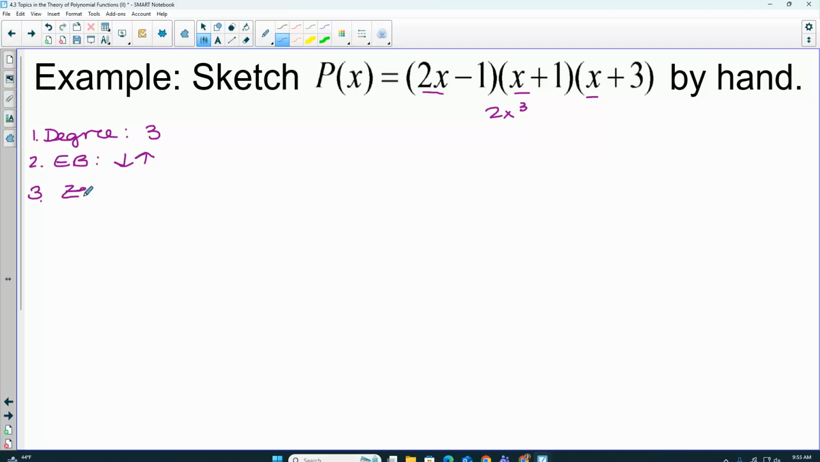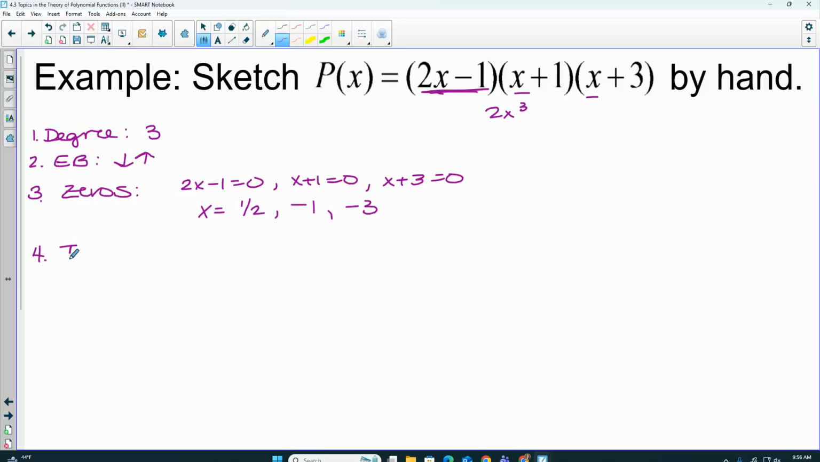Then we do our zeros. If it's factored, it's just what makes each parenthesis equal 0. What makes 2x minus 1 equal 0? 1 over 2. What makes x plus 1 equal 0? What makes x plus 3 equal 0? Right, do any of these have a multiplicity? No. Multiplicities would be like if I had a square or a cube up there. These don't, so it's just a multiplicity of 1. We don't have to write it.